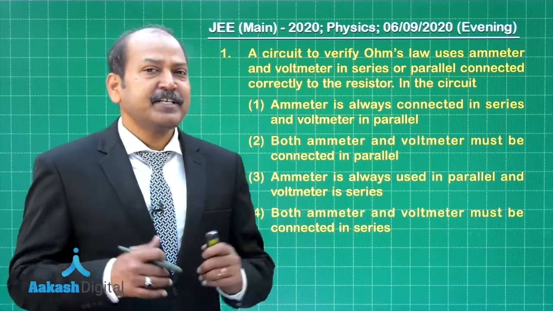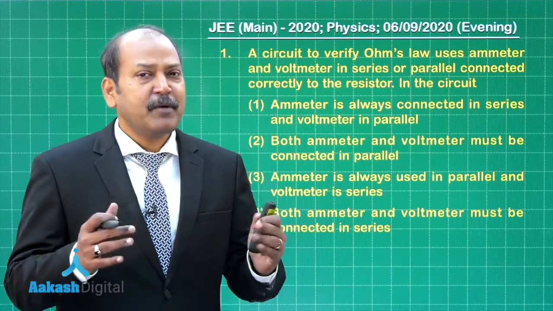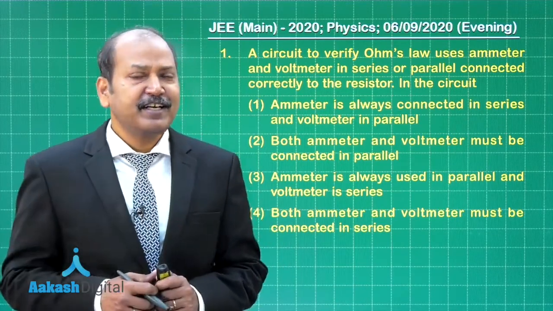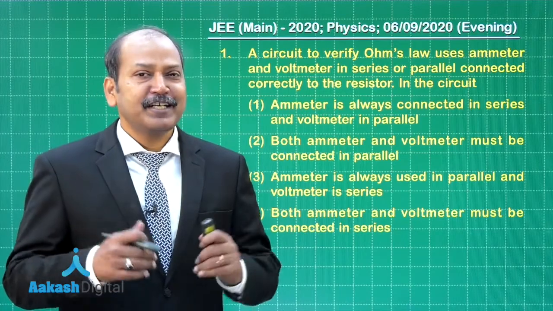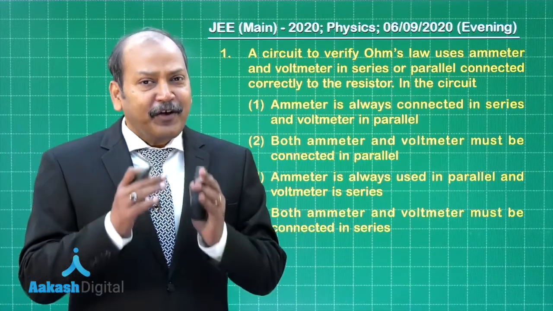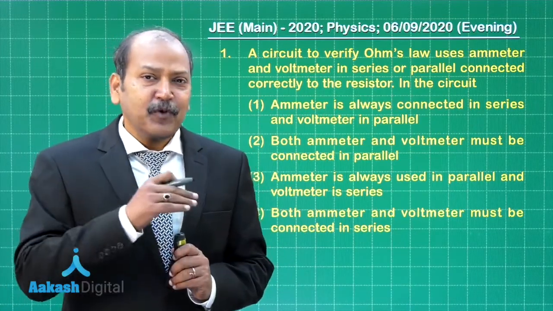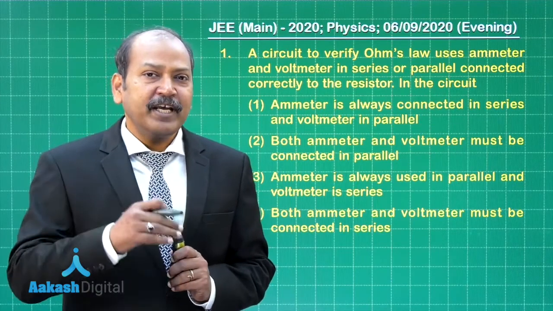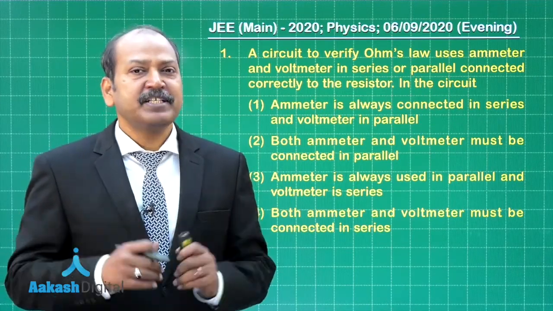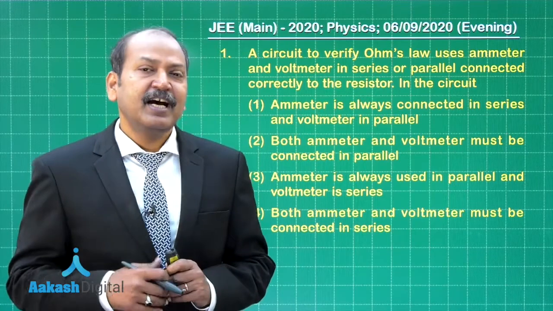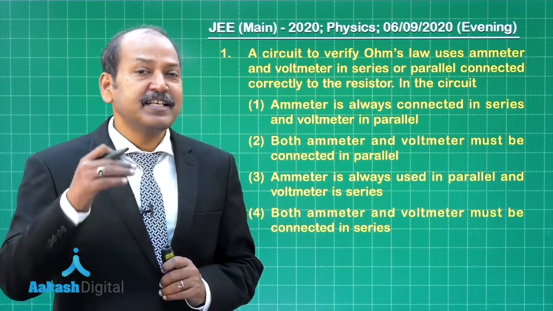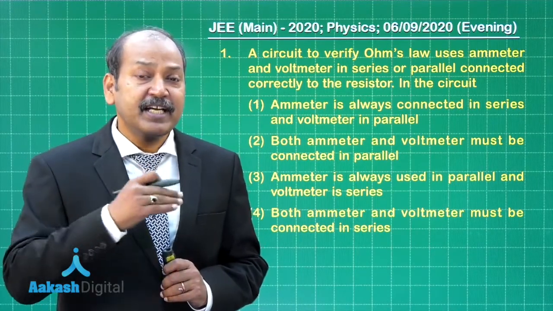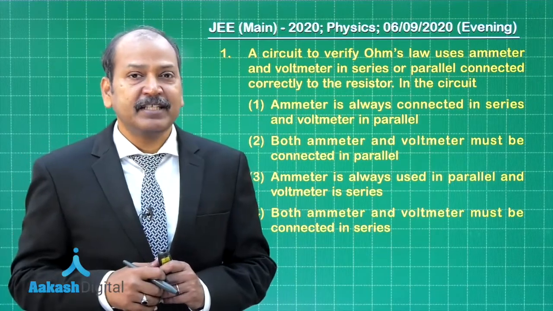Now, it is a pretty straightforward question. The topic is experimental physics. It is also related to current electricity clearly. The current which is flowing in a resistor or in an element is to be measured by the ammeter. The ammeter must be connected in series because it has to measure the current flowing in that particular path.